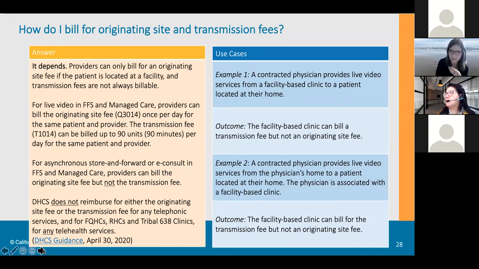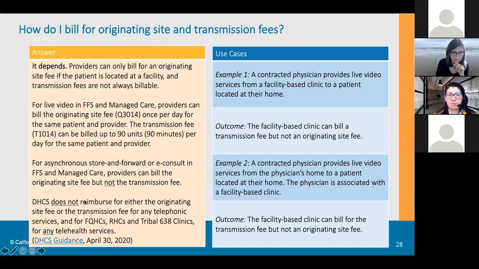If the patient's at home, for Medi-Cal, cannot. So, right, a contracted physician provides live video services from a facility-based clinic to a patient at home. The facility-based clinic can bill a transmission fee, which pays about 27 cents a minute, which is awesome. And you can typically do that by crosswalking your E&M code, which if you're billing by time, 99213 would be 15 minutes. You get 15 units of T1014. You can do the math on that and see how much you're going to make.